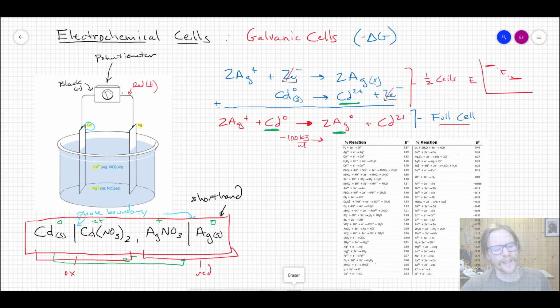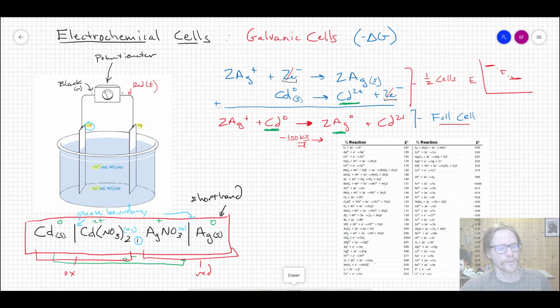Inside that next phase, we use a comma to denote that both of those species are present in the same phase. So we have both cadmium nitrate dissolved aqueous and silver nitrate dissolved aqueous in this system. To be good here, we would include the phases, aqueous, just to be fully comprehensive.